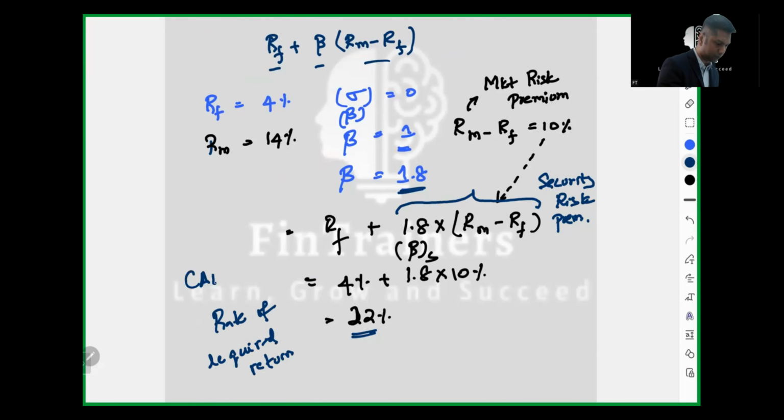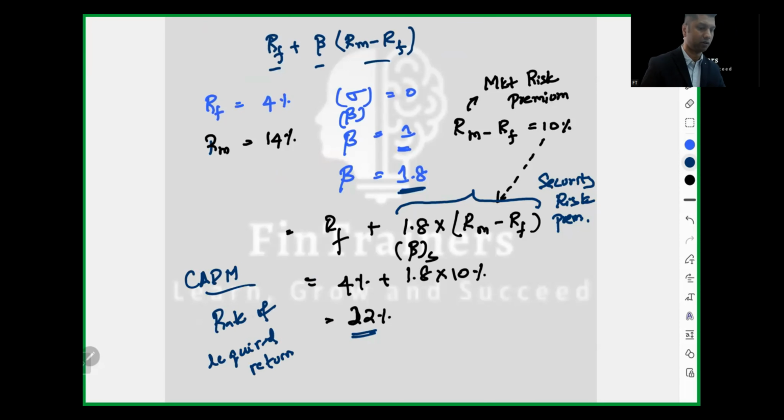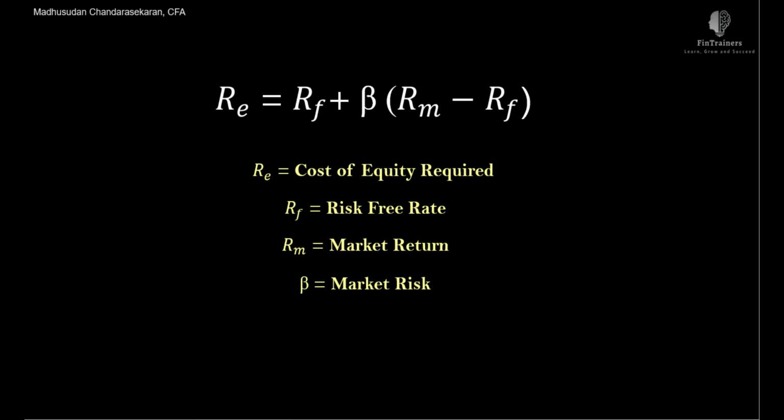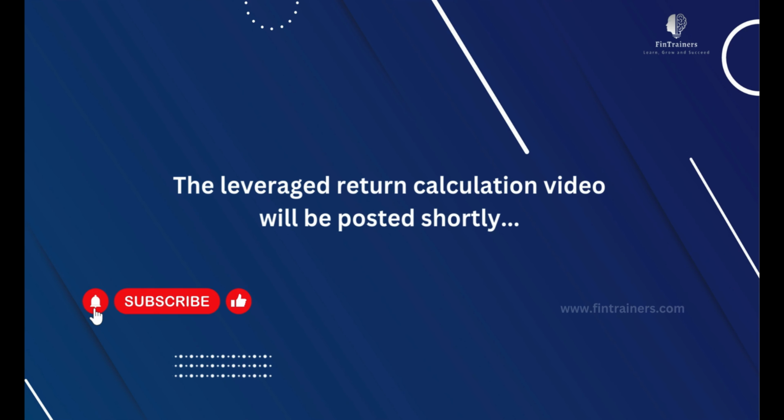This is a single-factor model. I'm only using one factor, the market factor, the market risk. I'm not using anything else. We will see multi-factor models later on. The formula for calculating the cost of equity, the required return, is RF plus beta into RM minus RF. RF is your risk-free rate, RM is your market return, and beta is your market risk. And some people won't be satisfied. Honesh will say 22% is still not good, I want to leverage. No, you can also leverage. We'll see how you can leverage and get more returns.